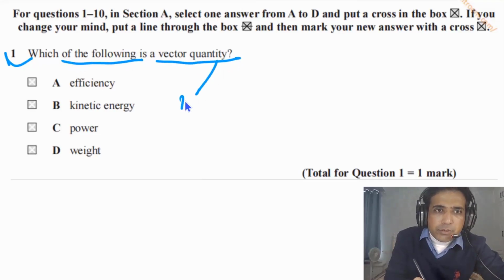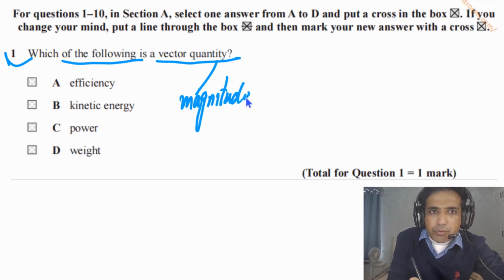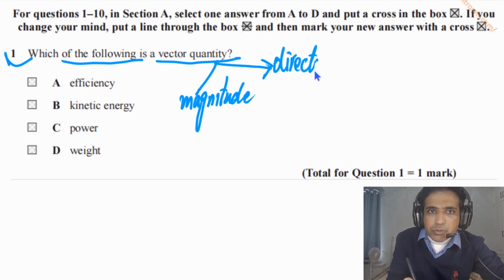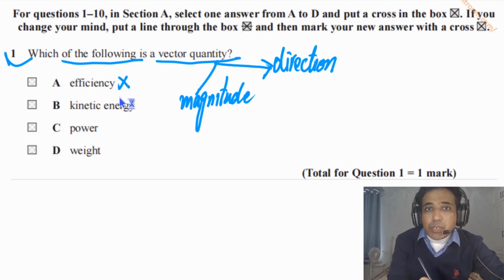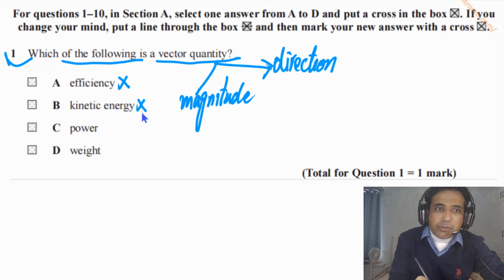A vector quantity should have magnitude and also direction. So this is the concept you need to understand. Should have magnitude and direction. If you look at the first one, efficiency, efficiency is not a vector quantity. It has no direction. Kinetic energy is a scalar quantity. It also has no direction.